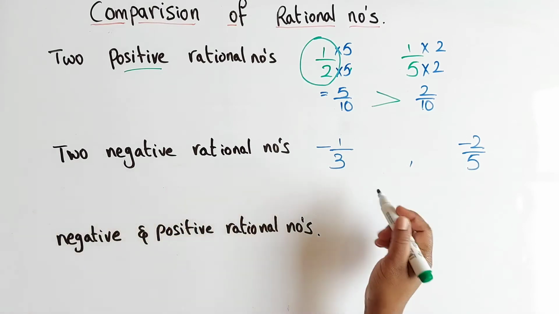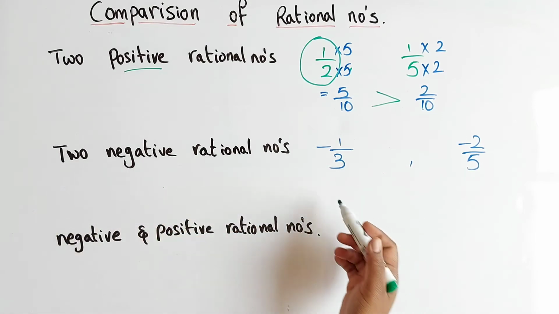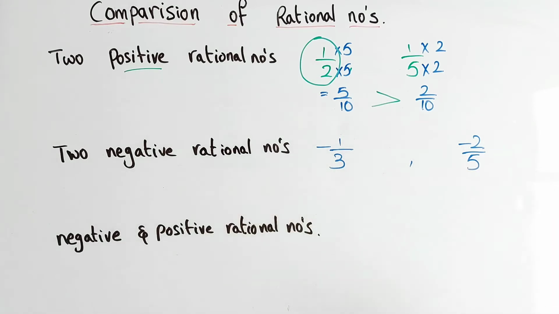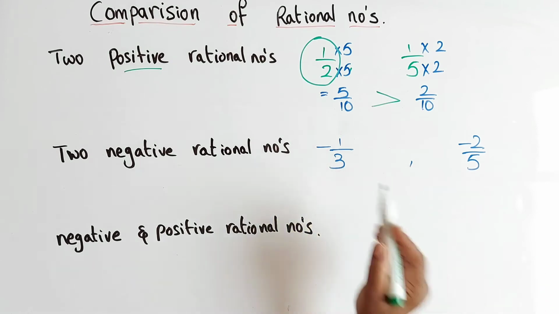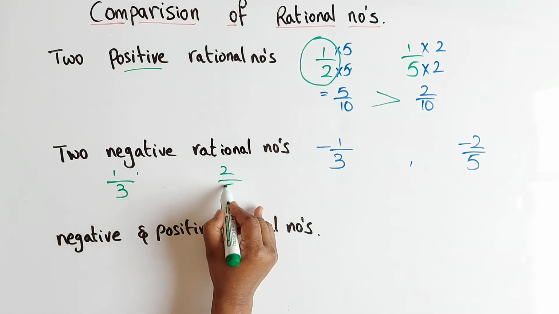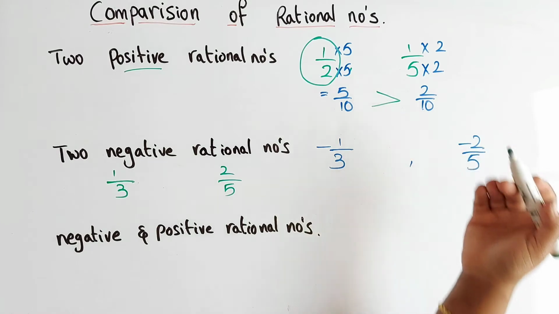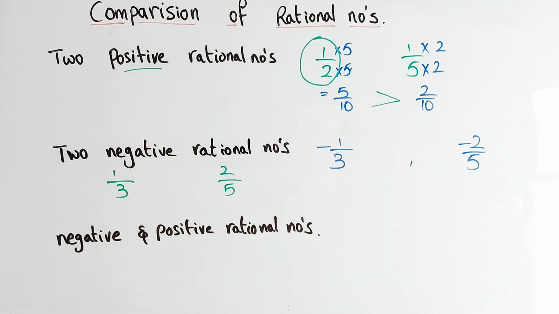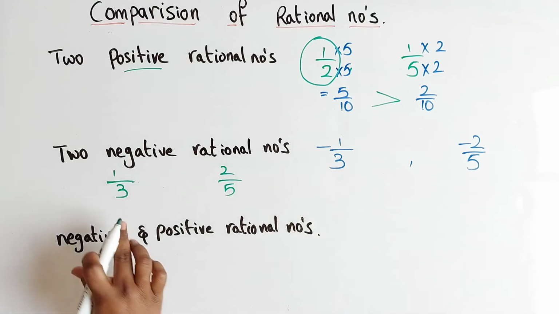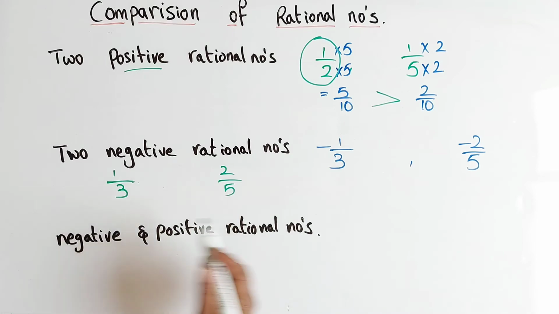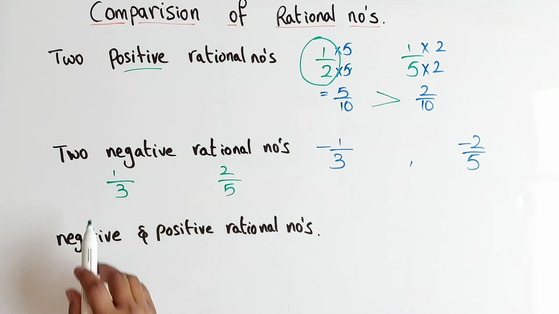Now we are comparing two negative rational numbers, children. Let us take the example minus 1 by 3 and minus 2 by 5. Here also the same thing, but we have negative signs here. Just avoid these negative signs. Write 1 by 3 here and 2 by 5 here. Whatever we have done with the first method, the same thing we have to follow here. Just avoid negative signs first. Now compare the denominators 3 and 5. Both are different denominators. Let's make them equivalent fractions with equal denominators.